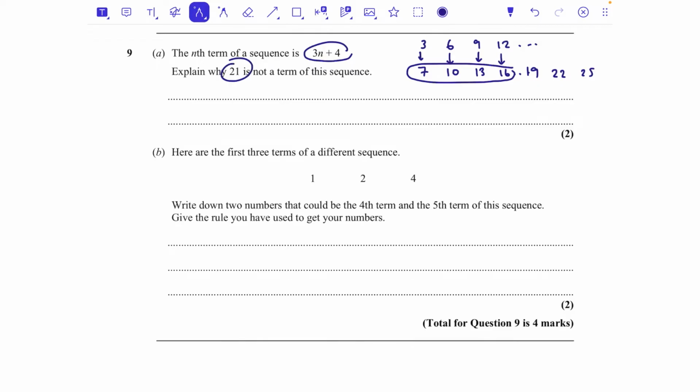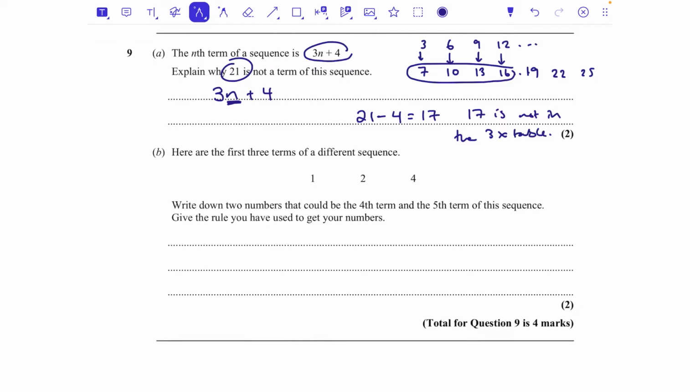But crucially, what I would probably do here is say that, well, for it to be in the sequence 3n add 4, we have to times the number by 3 and then add 4 to it. So with 21, if we work backwards and we take away 4, we get 17. And then we can say 17 is not in the 3 times table.